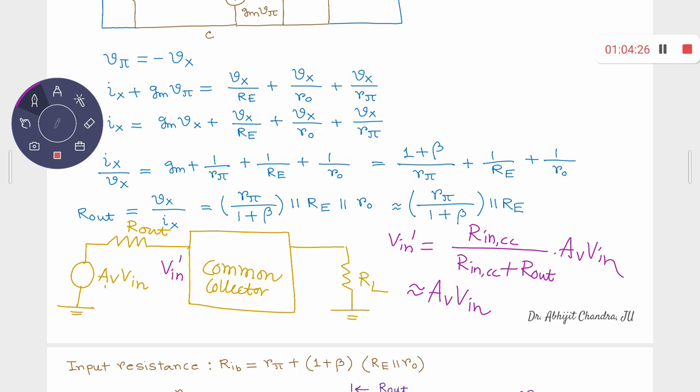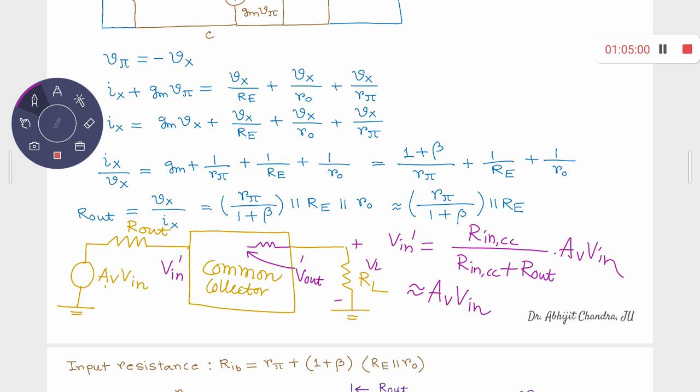And the common collector output voltage is almost close to this. If I call it V out dashed, remember when you connect this, internally you have a resistance, no? And there this voltage is V out dashed. So V out dashed is close to AV times Vin. What is your VL, this load voltage? What will be this voltage?